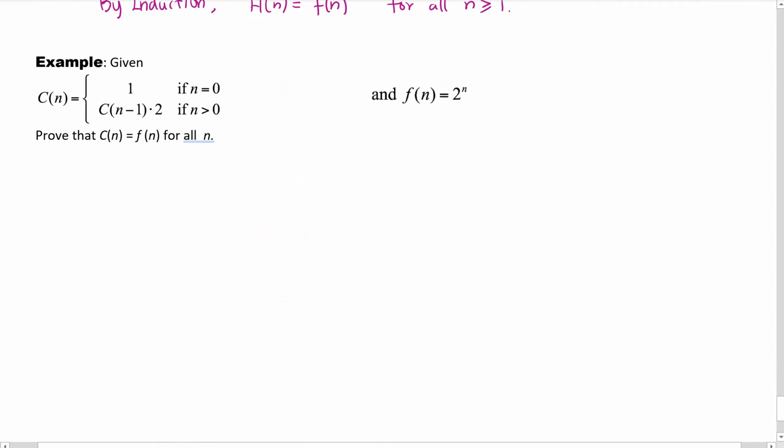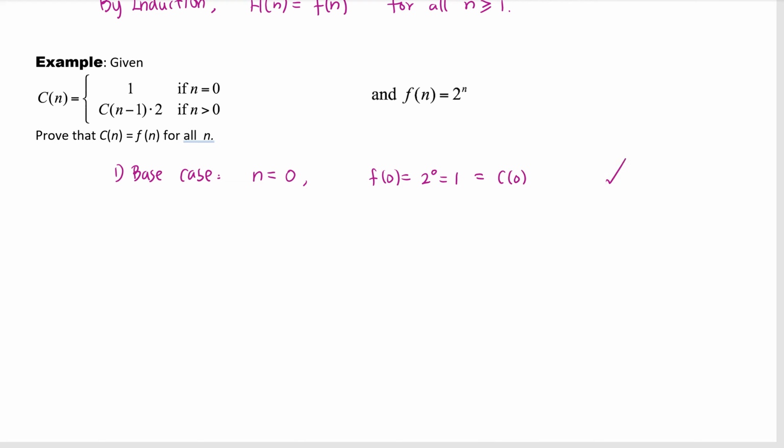Okay, so we want to show that c of n equals f of n, where f of n equals 2 to the n. So we start with the base case. The base case is when n equals, see, n does not start with 1, it starts with 0. So f of 0 equals 2 to the 0, which is 1. And that is c of 0. Good. We have the base case checked.